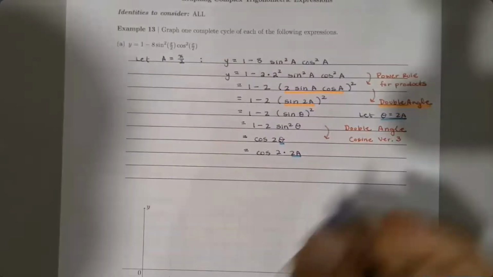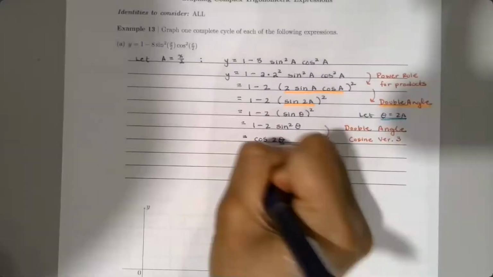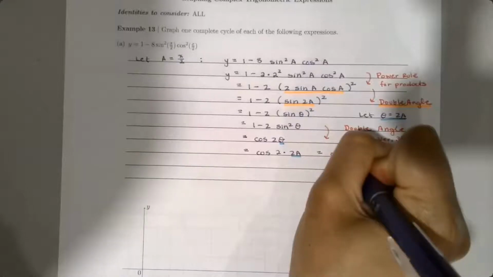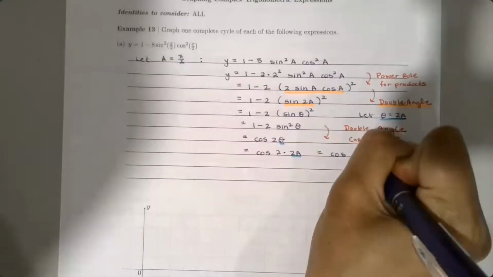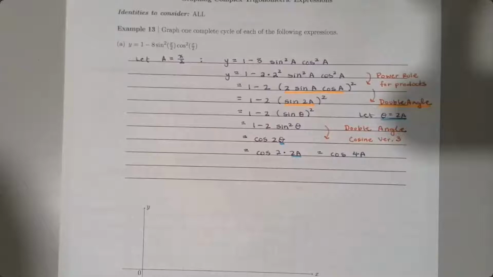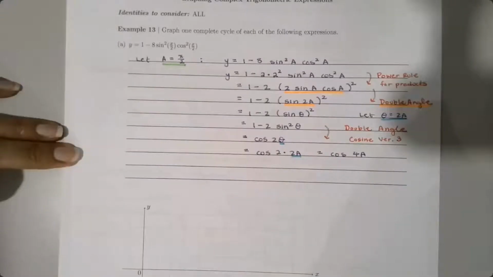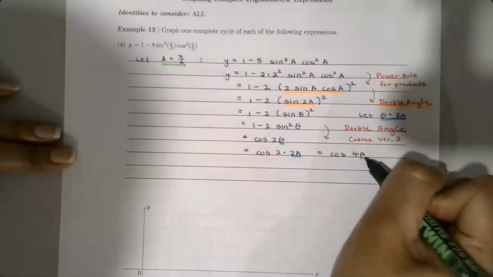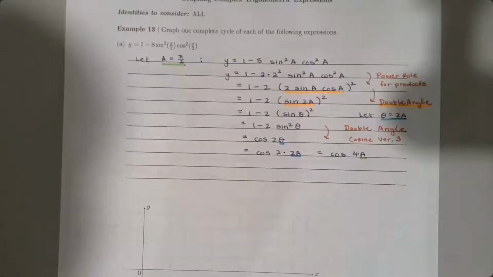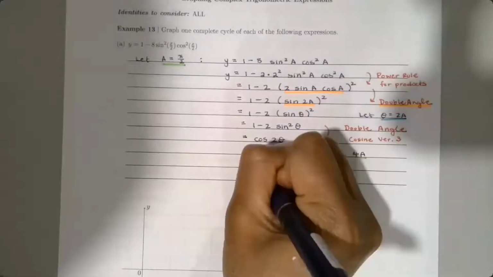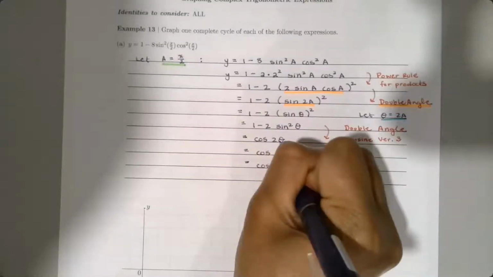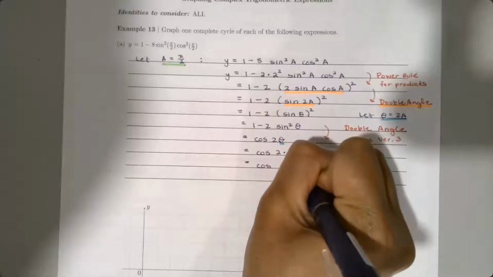And so that gives us a cosine of 4a. Then I'm going to go back to what was a. A was this x over 2. So I'm going to replace it into here. We're going to get cosine of 4 times x over 2. Okay, this is the a part.